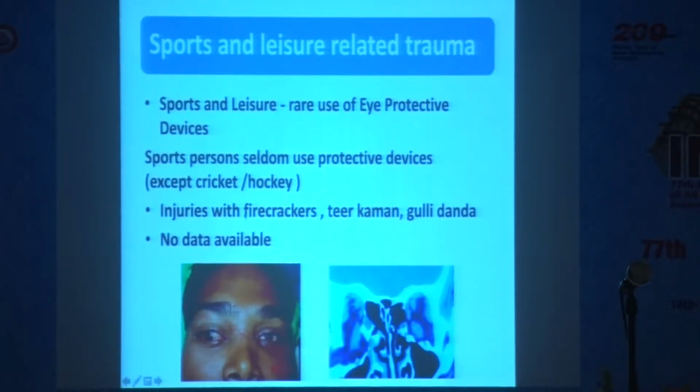And we have a huge plethora of injuries due to firecrackers, tir kaman, gulli danda, where again we can do a lot by education, by legislative action.